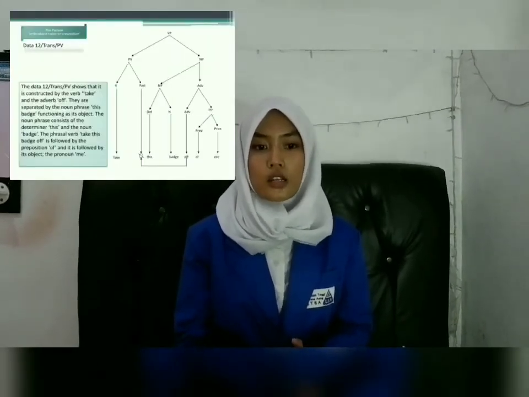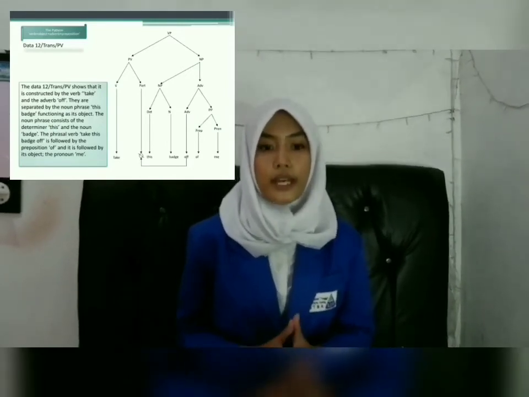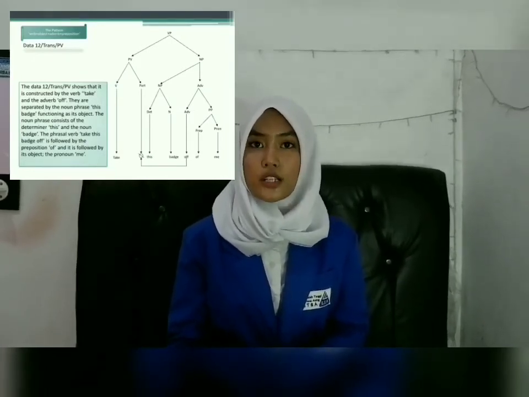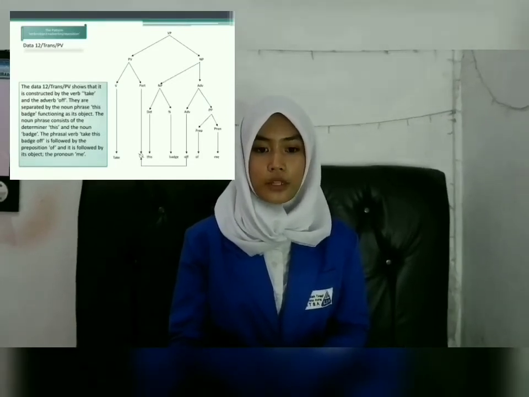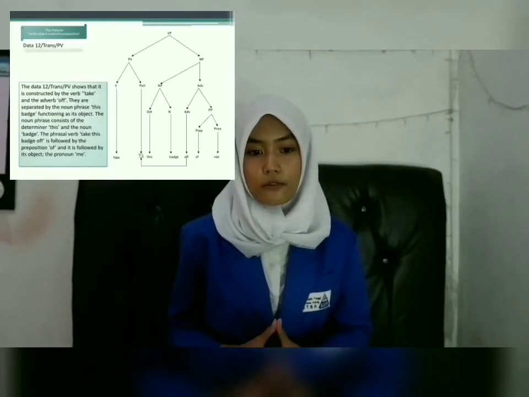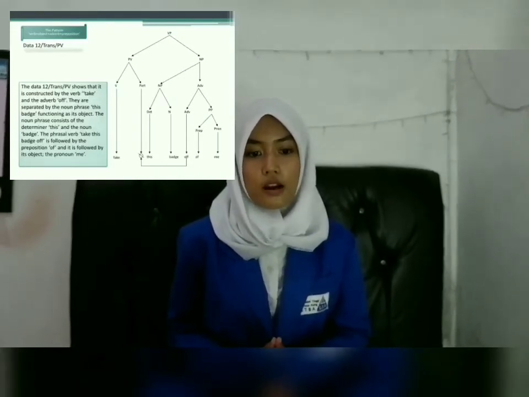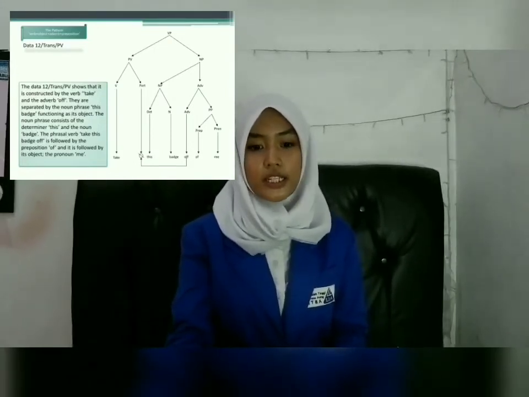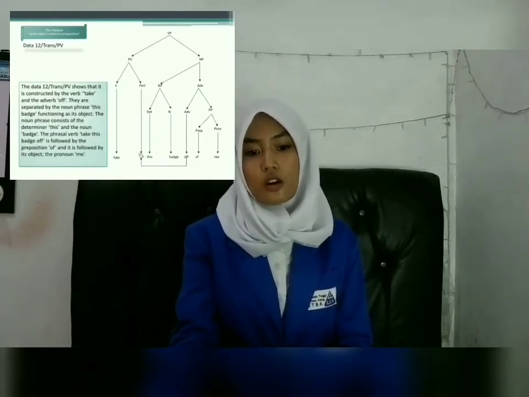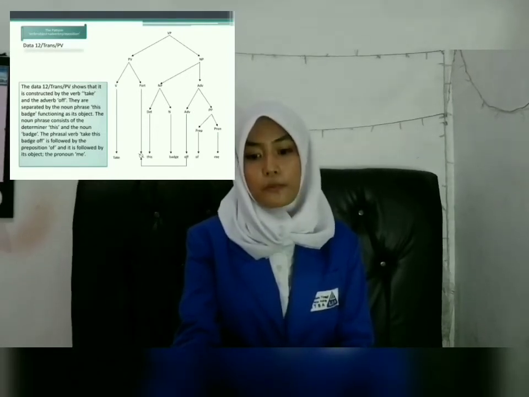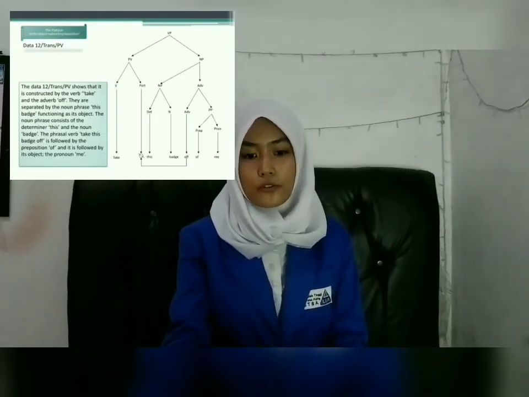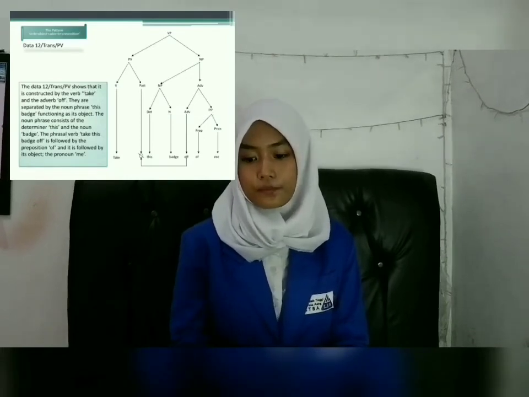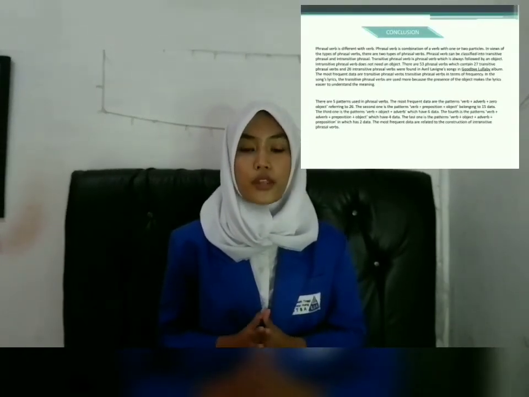And the last is the pattern verb followed by object and then adverb and preposition. I got from the data 12 from transitive phrasal verbs, and it shows that it is constructed by the verb take and the adverb off. They are separated by the noun phrase this batch, functioning as its object, and the noun phrase consists of the determiner this and the noun batch. And the phrasal verb take this batch off is followed by the preposition of, and it is followed by its object, the pronoun me.